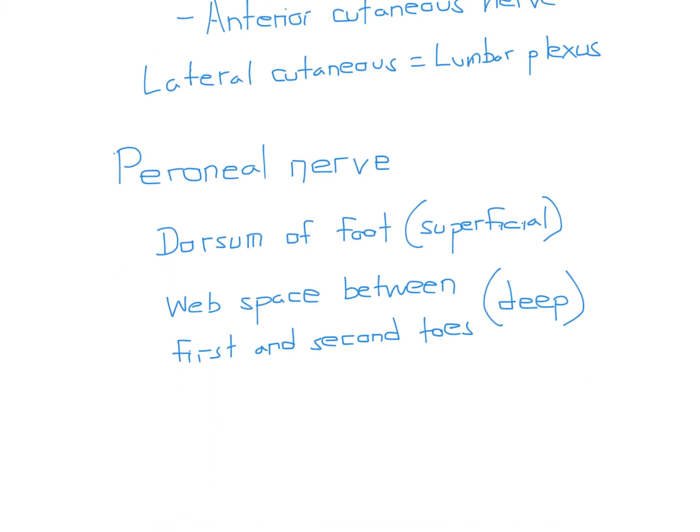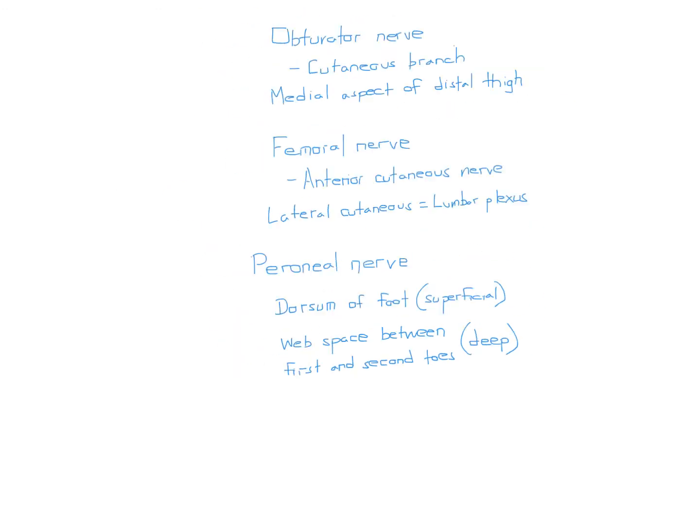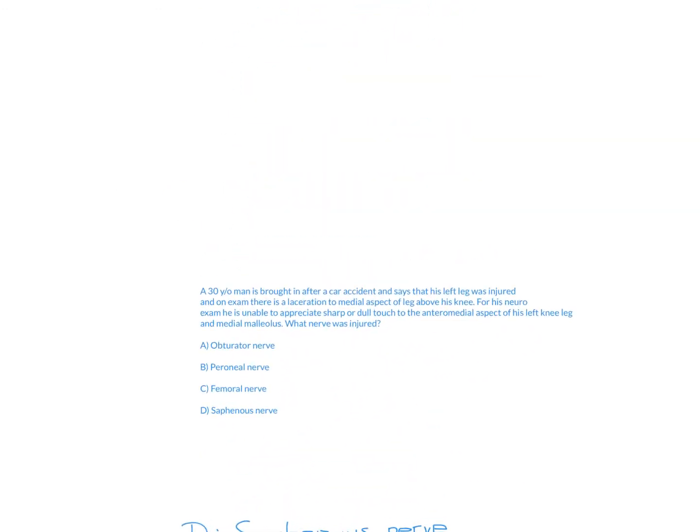And so finally, we have the peroneal nerve, and the superficial portion of that is going to innervate the dorsum of the foot, which is the top of the foot. And then the web space between the first and second toes is the only exception, where that's innervated by the deep peroneal nerve. And so that's essentially the summary of this question.